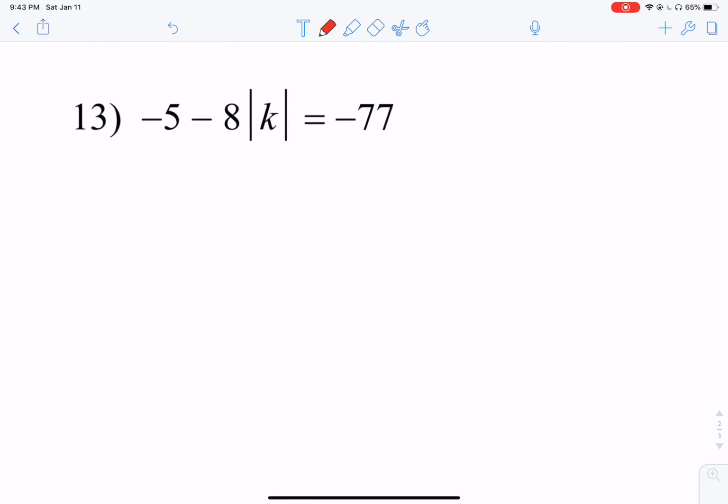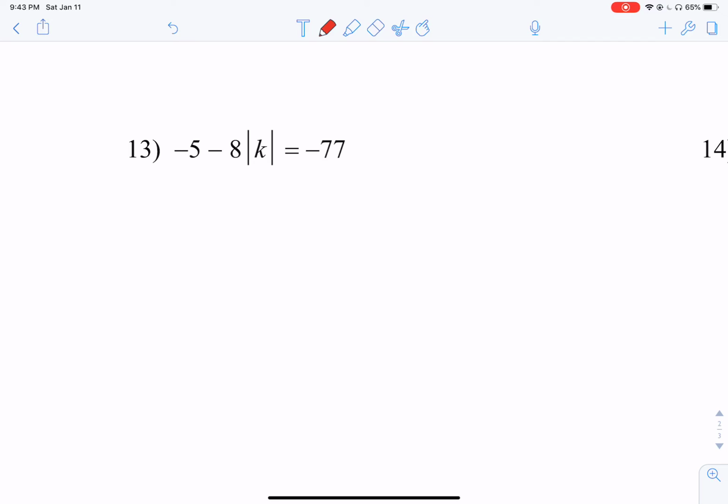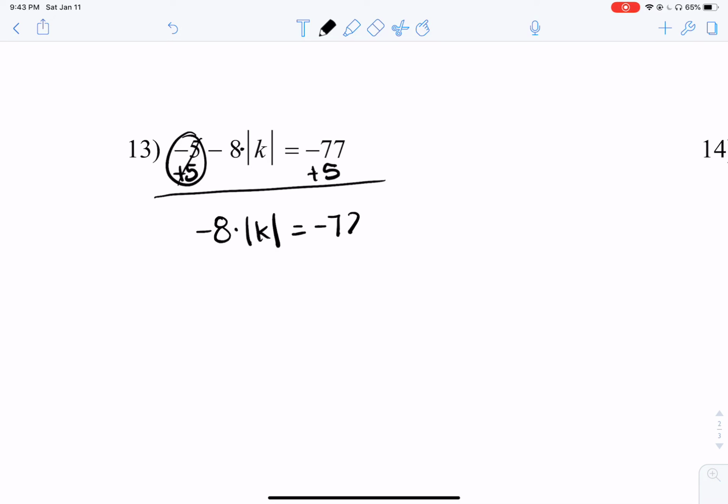So now moving on to the last two examples. For this one here, the order of operations multiplies by -8 and subtracts 5. So going backwards and using inverse operations, I would get rid of the last operation, which is subtracting 5. So I would add the 5 to cancel those two operations. Negative 8 gets multiplied with the absolute value of k, and that equals negative 72. Dividing by negative 8, the absolute value of k is equal to 9. So it does have a solution.